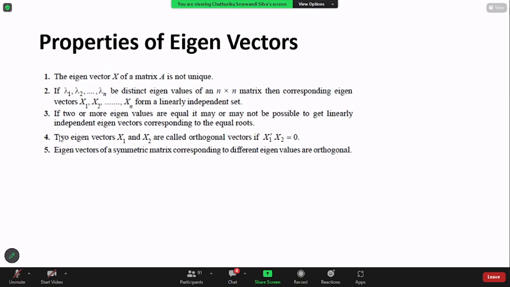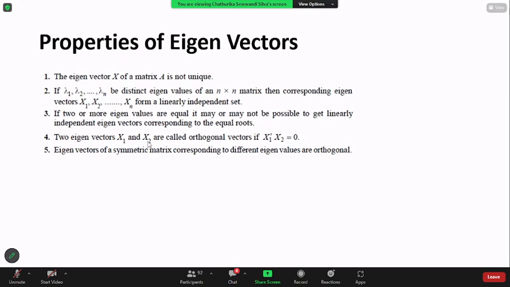So the next thing, the third one: if 2 or more eigenvalues are equal, it may or may not be possible to get linearly independent eigenvectors corresponding to the equal roots. Right. So when you get equal eigenvalues, sometimes it may or may not be possible to get linearly independent eigenvectors. So there is no certainty like that.